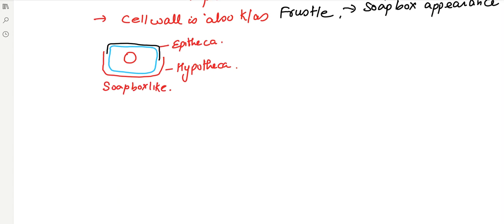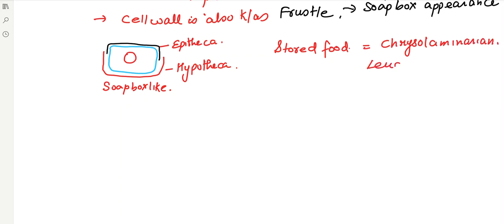Now if we are talking about this particular group of organism, the next thing which we're gonna see here is the stored food material. What we have is chrysolaminarin, we have leucosin, and we have the fats, which are stored food matter.